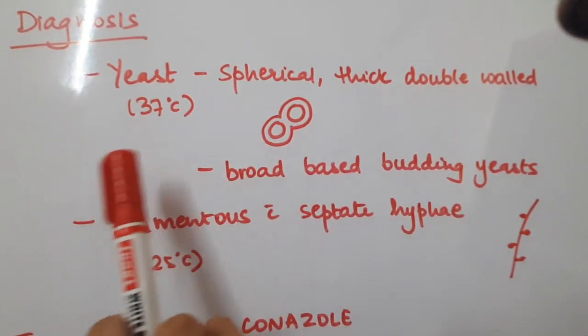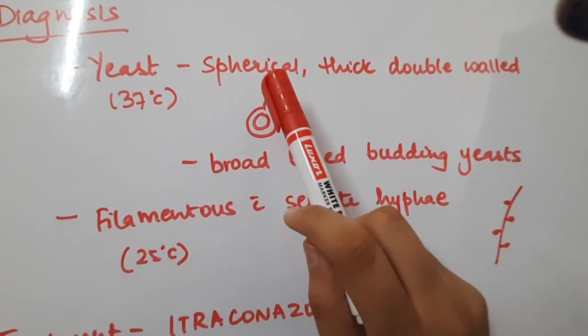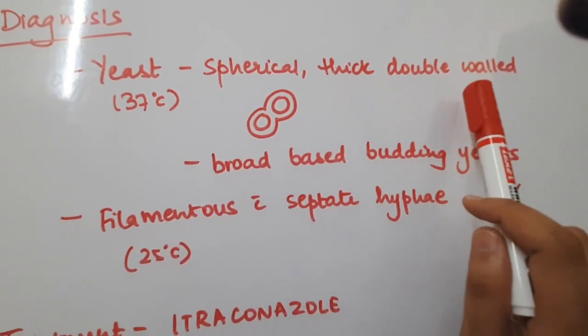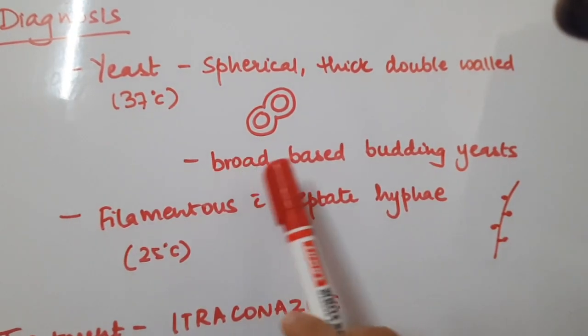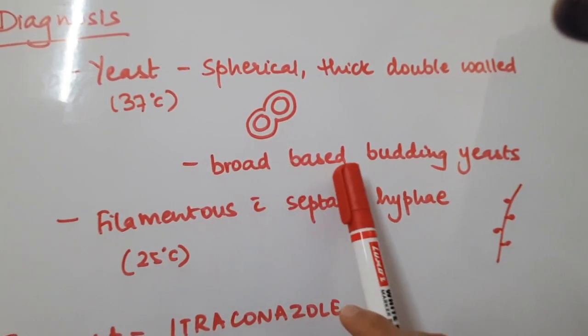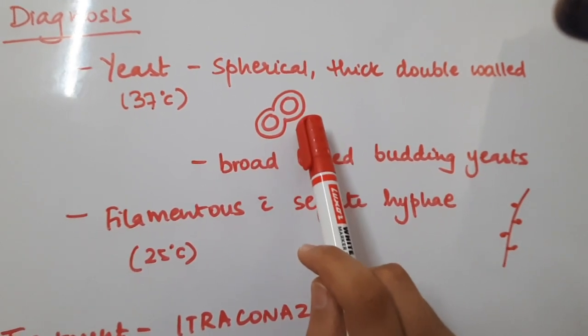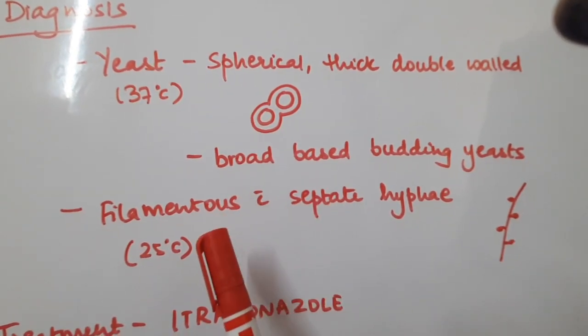For the diagnosis, at room temperature, we will see the yeast forms. The yeast forms will be spherical, thick and double-walled, and there will be broad-based budding yeasts. This is the characteristic description: broad-based budding yeasts. So this is how the organism will appear in the yeast form.